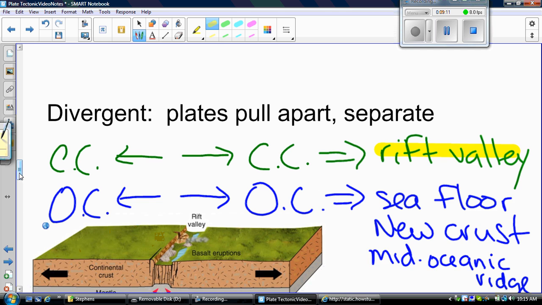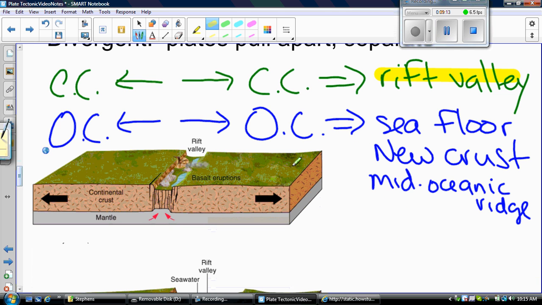When two oceanic plates pull apart, a lot of things form. You get what's called new seafloor or new crust, new oceanic crust, and it's called a mid-oceanic ridge. Okay, and I'm going to show you a video of that so you can see what that looks like.